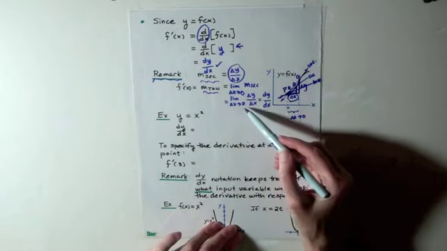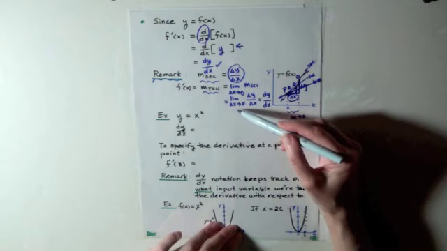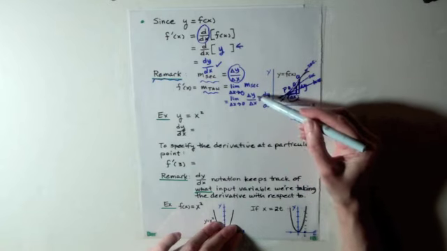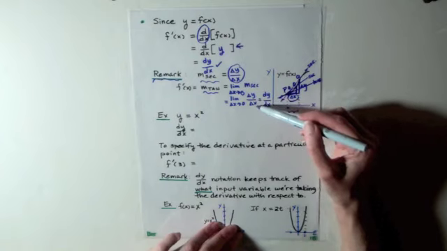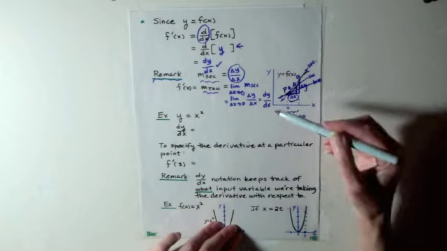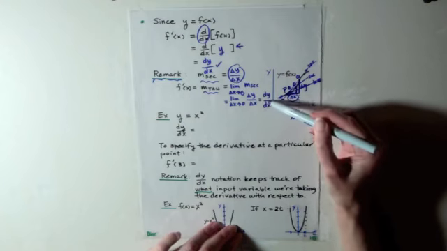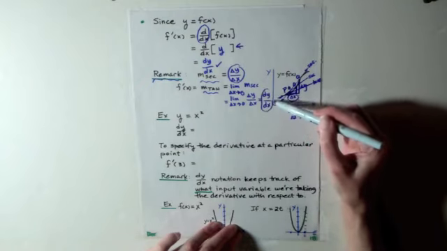But once you do this limiting process, the limit as delta x goes to 0, you go from a finite change in y over a finite change in x to an infinitesimally small change in y, denoted dy, over an infinitesimally small change in x, denoted dx. And that's where this weird notation comes from.